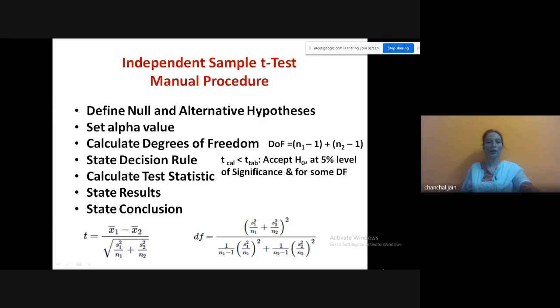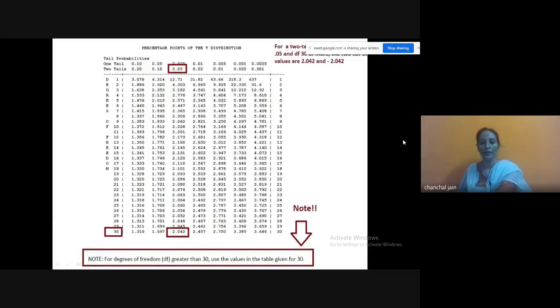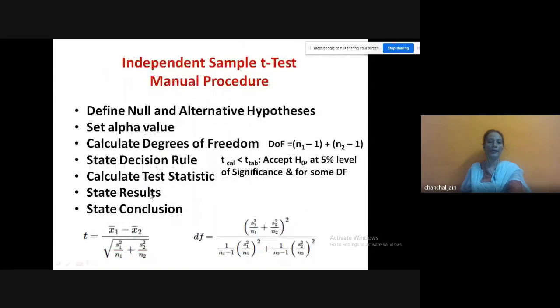So this way you can calculate the t value of the independent sample t-test, and then you need to state the results. Stating the results means you compare the tabulated and the calculated values, and then you state the conclusions on the basis of your comparison.